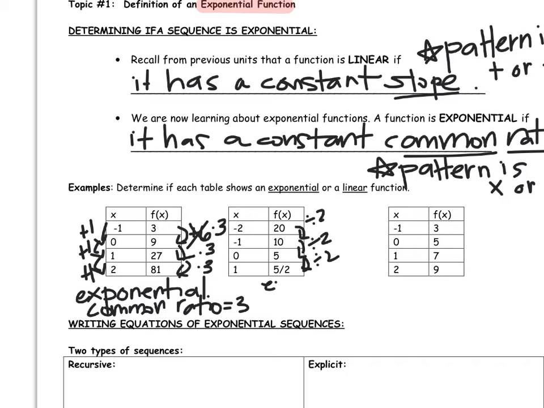I'm going to write here exponential. And the common ratio in this case is not 2, because 2 would mean that the numbers are getting bigger. We're going to write that the common ratio, since it's divide by 2, is 1 over 2, or 1/2. So this one is a little bit different. So with a common ratio of division, I have a fraction.